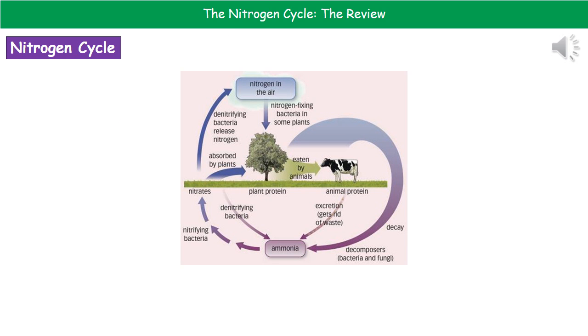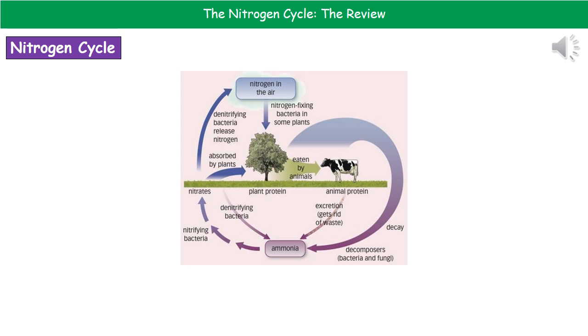So here we've got a little diagram to summarise this whole thing. We start off with nitrogen in the air. Remember, nitrogen is 78% of all of the air in our atmosphere. Then our nitrogen fixing bacteria in our plants convert that nitrogen into nitrates. The plants take up those nitrates, then they become part of the plant itself. Plants will use the nitrates to make the proteins. Those get eaten by animals, they become animal proteins.